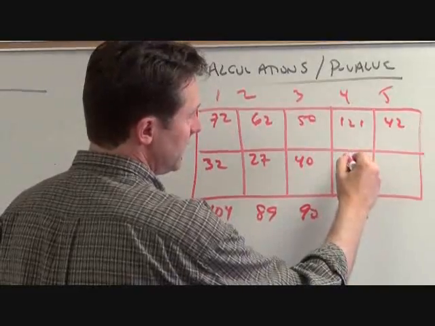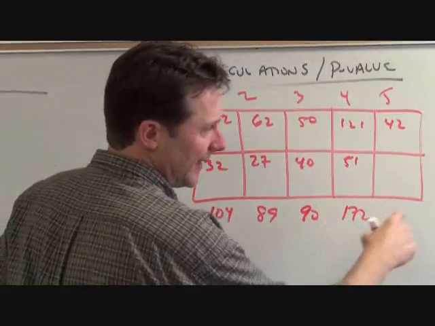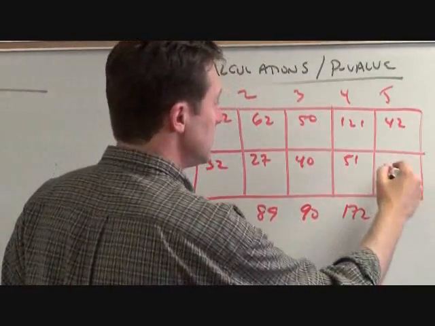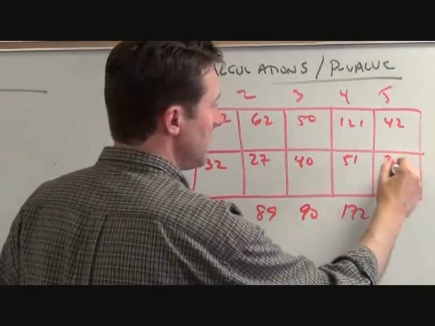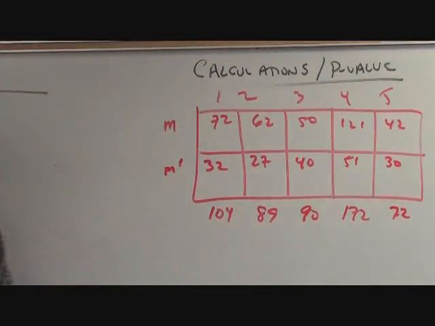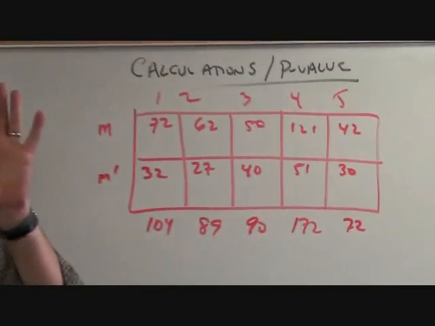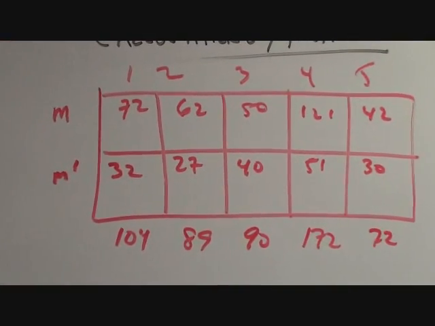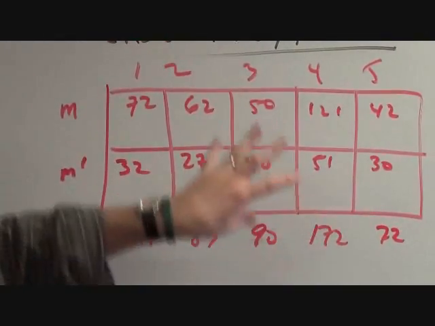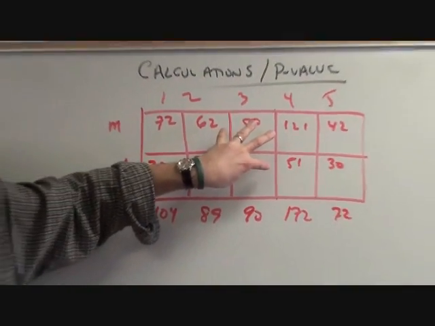172. So this must be 51. And 72. So this must be 30. This is the key thing. Every experiment that was done, in this case a free throw, every free throw, whether it was a make or a miss, is inside of a box.